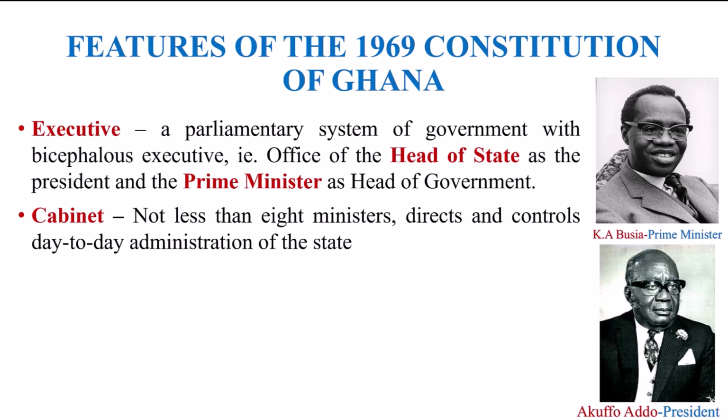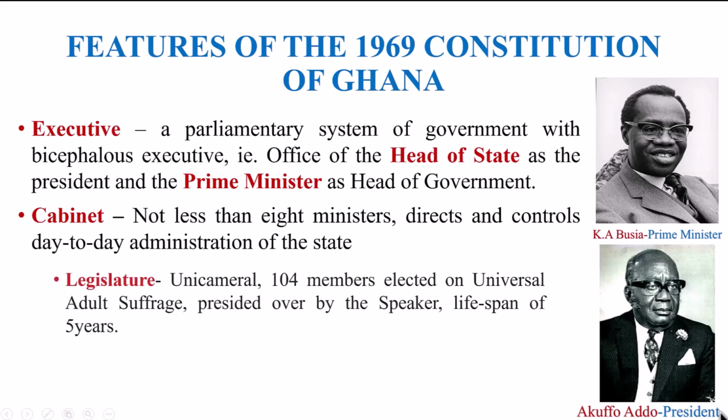Now, the constitution provided for the establishment of a cabinet, and this cabinet consisted of not less than 8 ministers to be appointed by the president from the National Assembly. Okay, and the cabinet was charged with the responsibility to direct and control the day-to-day administration of the government ministries, as well as the departments. The cabinet was presided over by the president. And again, we've talked a lot extensively about the role of the cabinet, and so I think that I will not spend much time on the cabinet.